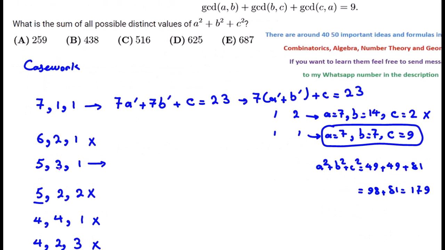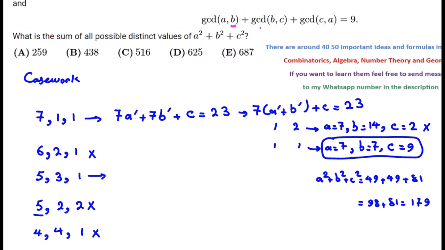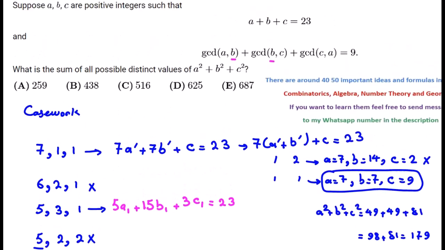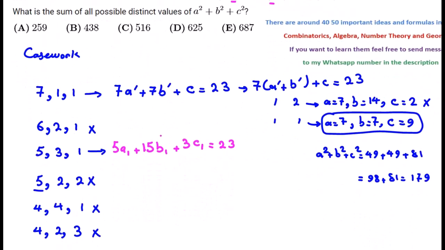If we consider 5, 3, 1, we know B is here and here. So B is a multiple of 5 and 3. So B is a multiple of 15. So 15 B prime. For example, B1, A is what? A is a multiple of 5. So 5 A1. C is only in the second one and third one. So C is a multiple of 3. So 3 C1 equals 23. B1, because it says they are positive integers, B1 can only be 1, okay?